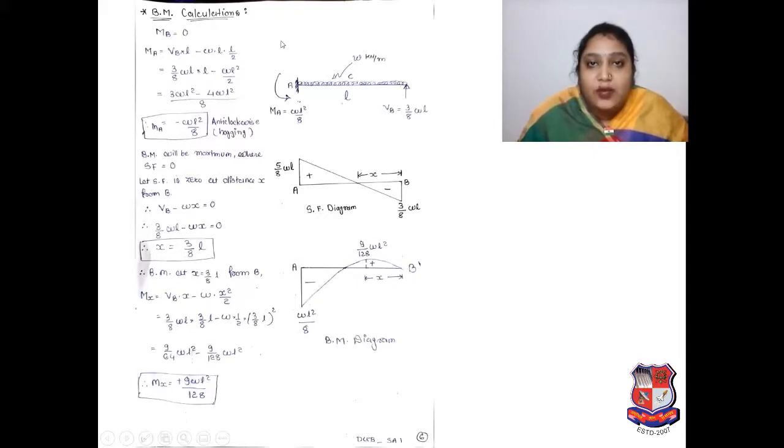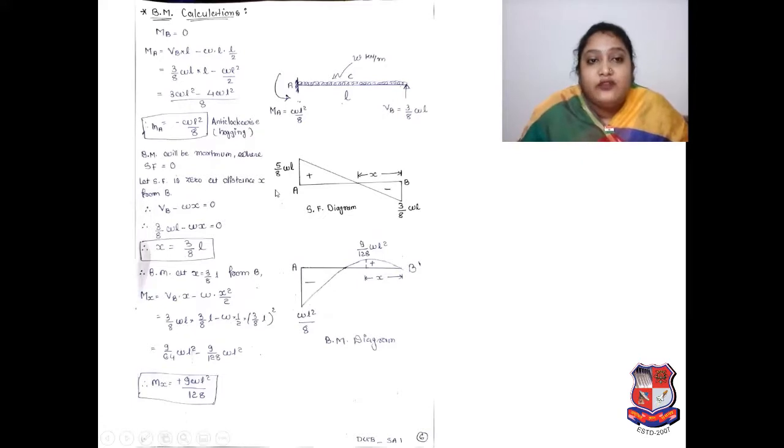Very easy problem, but we have to mention all the values. We have to keep all the CG distances in mind. We have to keep in mind the equations of delta B, VA, VB, and how to calculate them. Then, whenever shear force is there, we have to keep in mind which type of shape to mention in the bending moment diagram.